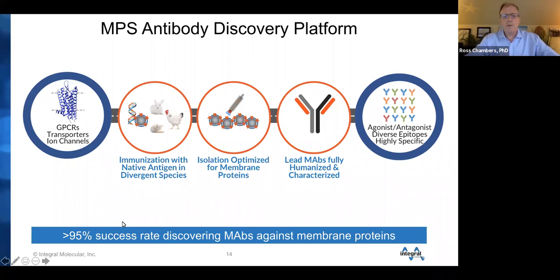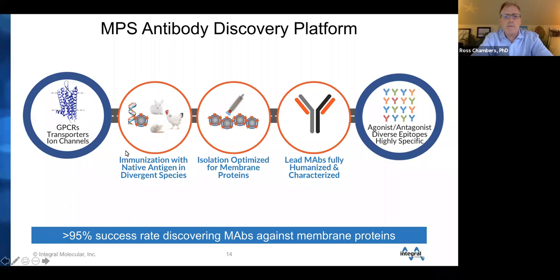We have worked on antibody discovery on membrane proteins for many years. It's all we do. We focus on this class of proteins. And we have made all the mistakes and discovered all the problems over the years, which we're sharing with you today. We've developed a number of technologies and assembled them together in this platform that we call the MPS Antibody Discovery Platform, that enables us to have this high success rate against a diverse range of membrane proteins.